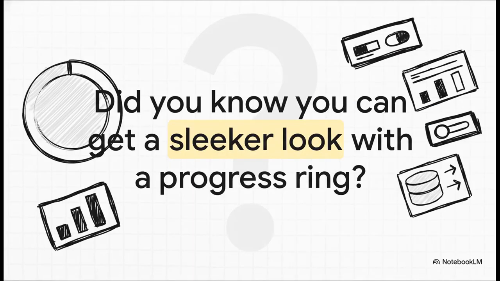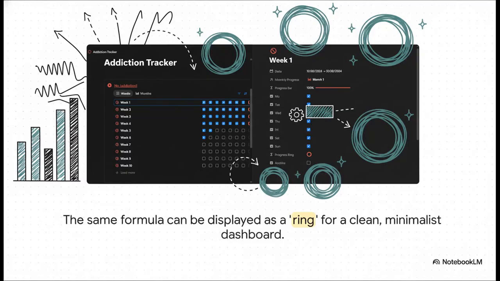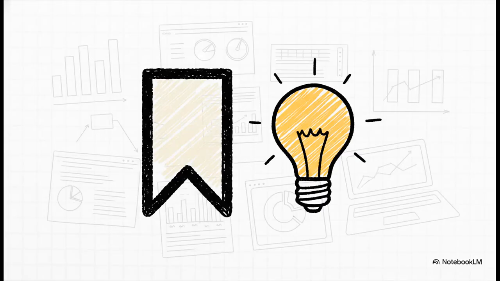Now, the progress bar is awesome, it's super functional, but one of the best parts about Notion is you can make it look good, right? So what if you're going for a more minimal, clean look for your dashboard? And that's the beauty of it. That exact same formula that we just used for the bar can be shown in a totally different way. You just edit the property, click ring instead of bar, and you instantly get this slick circular graphic. Zero extra work. Definitely a powerful design trick to keep in your back pocket.